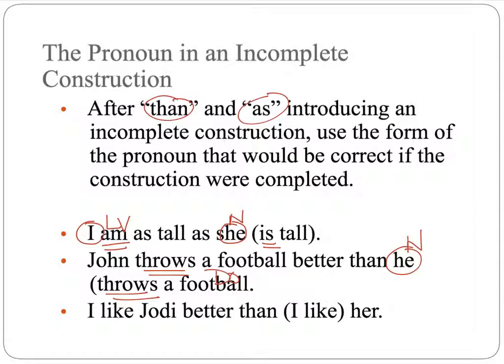An example when you would use an objective case pronoun is, I like Jody better than her. Because if you complete that construction, it would be, I like Jody better than I, subject, like, action verb, her. If I said, I like Jody better than she, what I mean is, I like Jody better than she likes Jody. So when you have an incomplete construction, the pronoun that you choose demonstrates to the reader a different idea. So be careful.